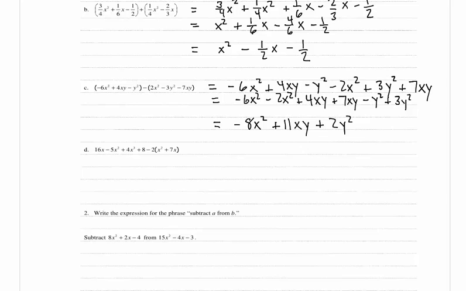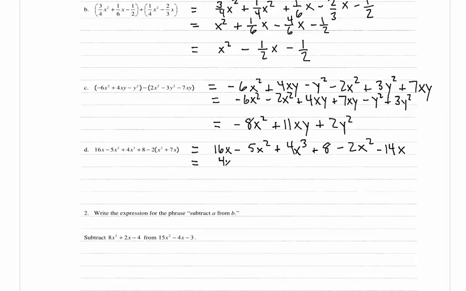In D, we have 16x minus 5x squared plus 4x cubed plus 8 minus 2 times x squared plus 7x. So the first thing we're going to want to do in this problem is distribute our negative 2 through the parentheses. So I'm going to have 16x minus 5x squared plus 4x cubed plus 8. And now I have negative 2 times x squared is negative 2x squared. And negative 2 times 7x is negative 14x. And now I want to write them in descending order and group my like terms.